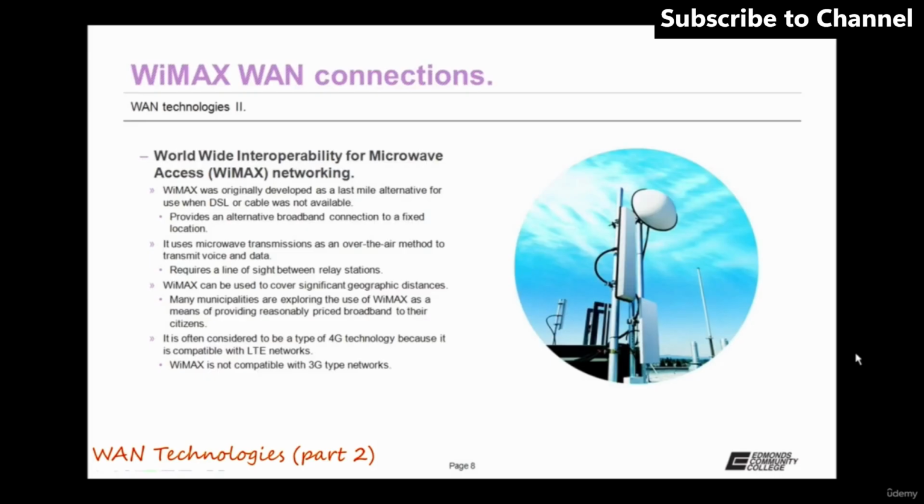But WiMAX can be used to cover significant geographic distances. Also, many municipalities are exploring the use of WiMAX as a means of providing reasonably priced broadband to their citizens without having to wire every household. WiMAX is often considered to be a type of 4G technology because it is compatible with LTE networks. But WiMAX is not compatible with third-generation cellular networks.